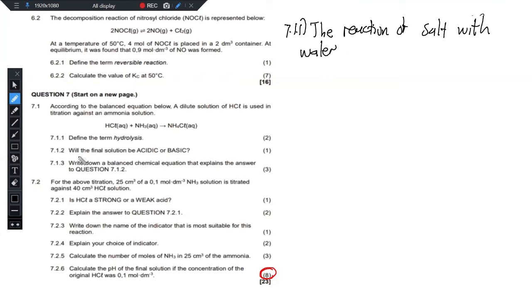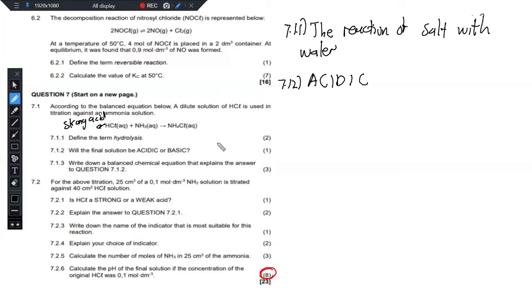Now 7.1.2 says, will the final solution be acidic or basic? Looking at this here, this is HCl. We know HCl to be a strong acid. Obviously this will make the solution acidic, mainly because hydrochloric acid is a strong acid. Now they say write a balanced chemical equation that explains the answer to question 7.1.4.